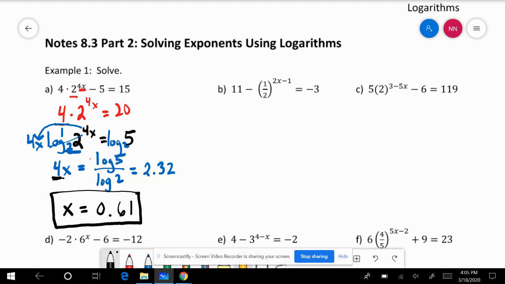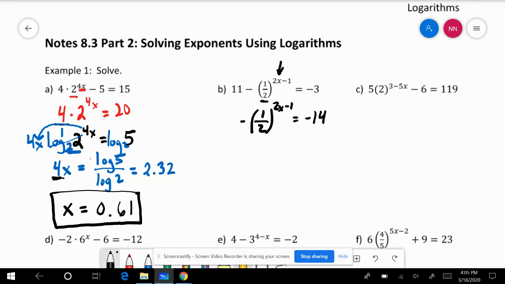Now, looking at letter B, we're going to do the same process. Once again, these are more difficult equations. This time, if you look up at the exponent, notice that it's a little more complicated than just an x. The process is exactly the same. First, we want to get the base number by itself, so we get rid of the 11. We subtract 11, and what we have is negative 1/2 to the 2x minus 1, equal to negative 14.